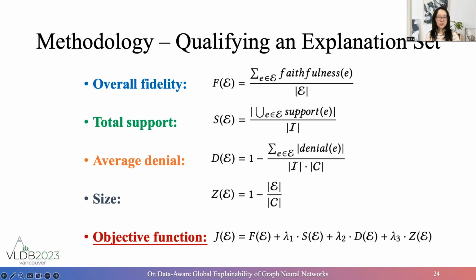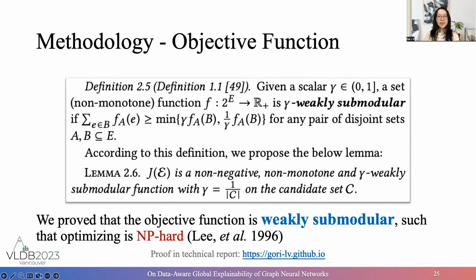All these components are normalized by dividing them by the corresponding upper bound so that their values will be between 0 and 1 to match the range of the GNN score. We now propose our integrated learning objective as the weighted sum of the above introduced components. The non-negative weight parameters, lambda 1 to lambda 3, represent the relative importance of the components. We have proved that the objective function is weakly submodular, such that maximizing it is NP-hard. Then we can go ahead and apply the random greedy algorithm to find a near-optimal solution.